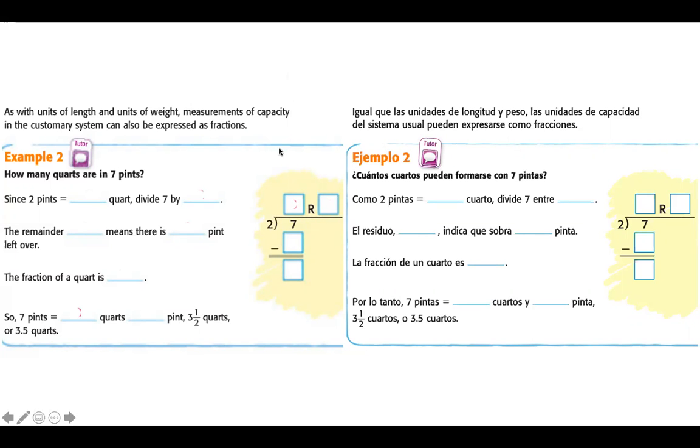So, again, in this one, we're also going to continue practicing what happens when there's a remainder. And it's with units of length and units of weight. Measurements of capacity in the customary system can also be expressed as fractions. So we're going to interpret what we have left as fractions as well.